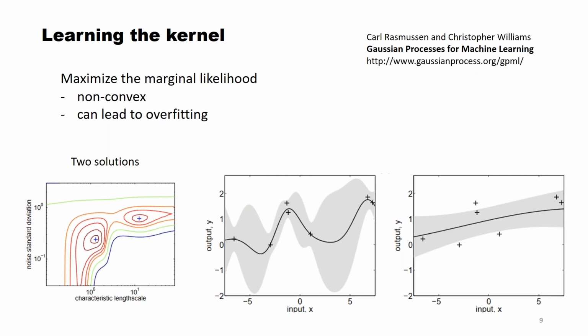But this is what happens in practice. So you want to maximize the marginal likelihood or minimize the negative log marginal likelihood. Now there are two problems. The problem is non-convex, meaning of course that you can have different minima. So it's not guaranteed that you end up in the global minimum. So you may have to start at different points and run the optimization several times just to find the best solution.